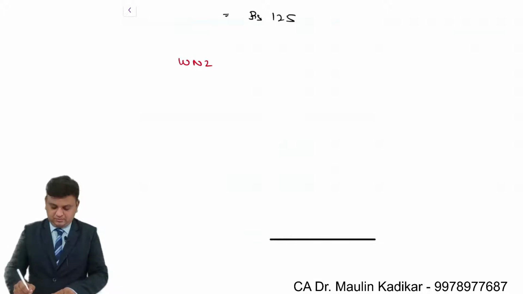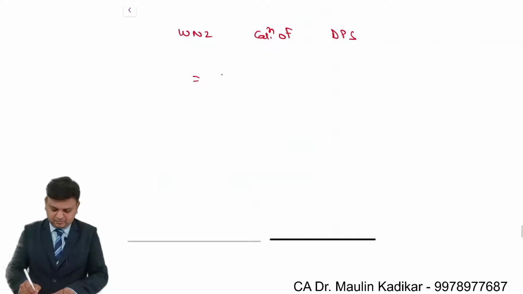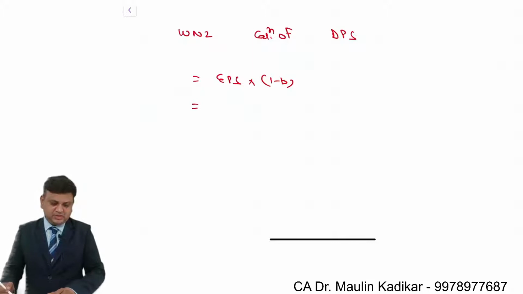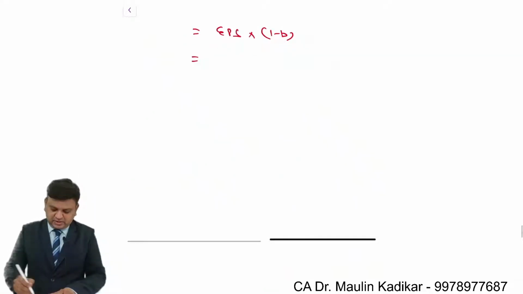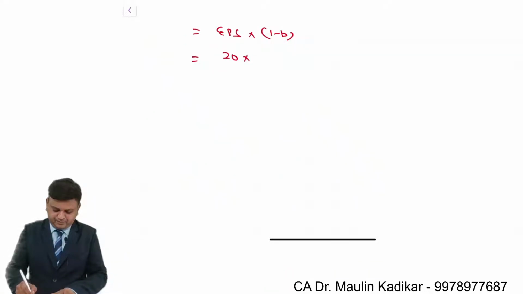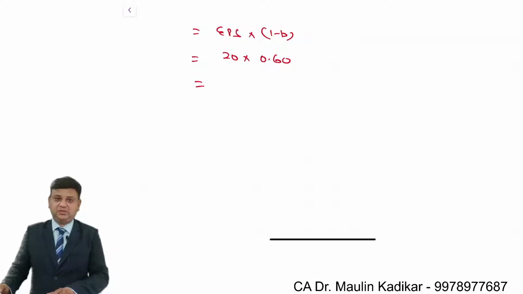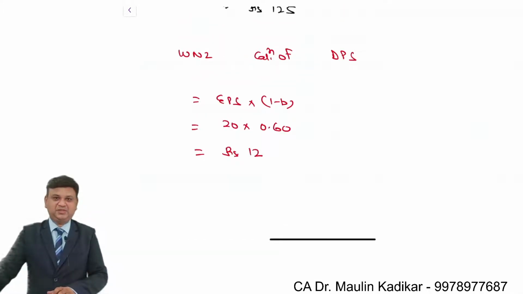Working note number 2. Calculation of dividend per share. It is earning per share into dividend payout ratio. What is earning per share? Earning per share is 20. And what is dividend payout ratio? It is 60%. So in that case, it comes to rupees 12. That is the dividend per share.